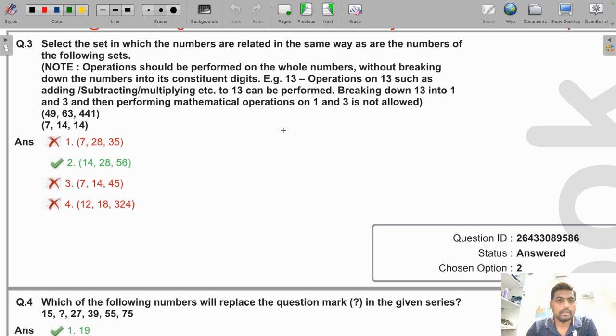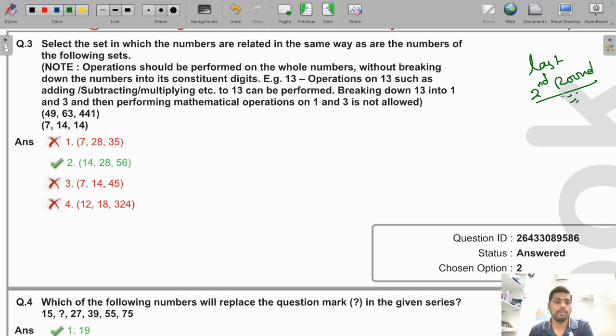So this will be the correct option. Let us go to the next question. They have given some set of numbers and they are asking us to find which of the other three numbers are related in the same way. Always do these types of questions in the last only, in the second round only, because if you don't get the logic you will get stuck there, and you might lose some of the easy questions.